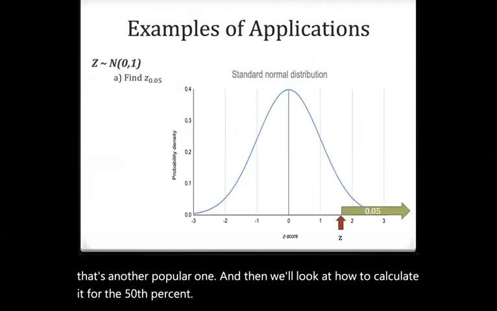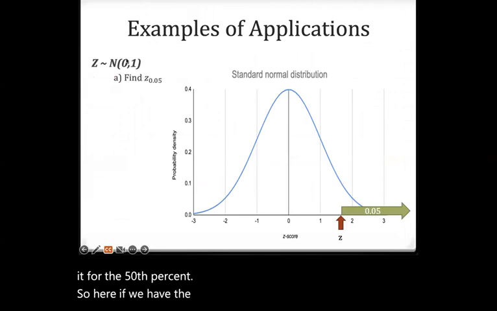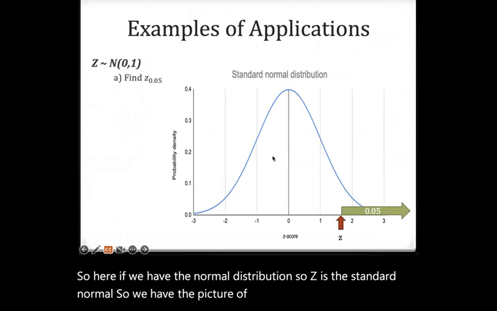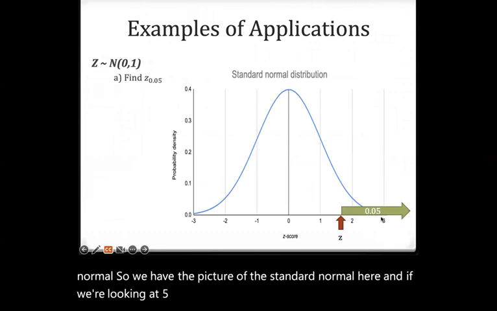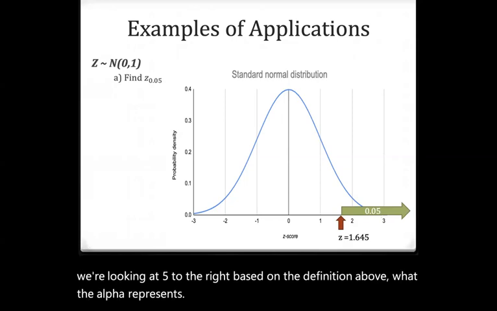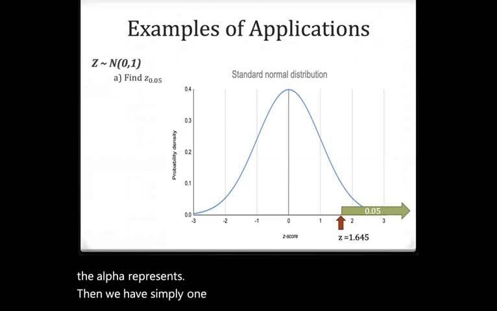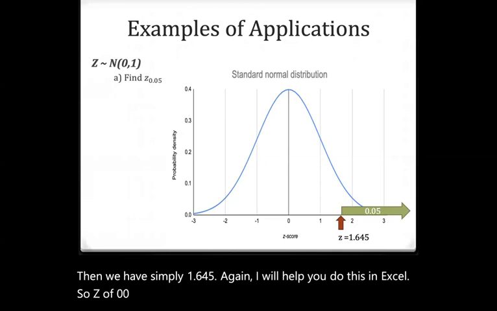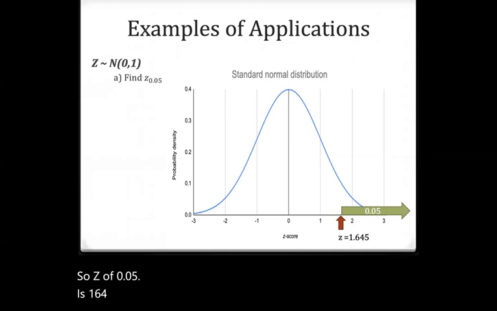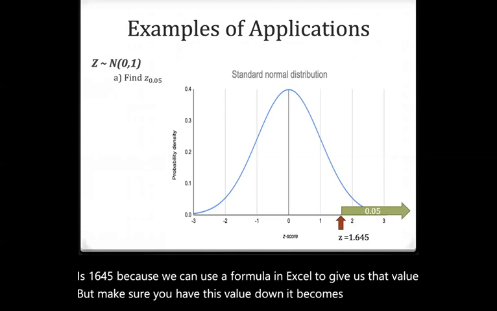So here, if we have the normal distribution, so Z is the standard normal, we have the picture of the standard normal here. And if we're looking at 0.05 to the right, based on the definition above of what Z alpha represents, then we have simply 1.645. Again, I will help you do this in Excel. So Z of 0.05 is 1.645 because we can use a formula in Excel to give us that value. But make sure you have this value down. It becomes really useful when we get to inferential statistics.